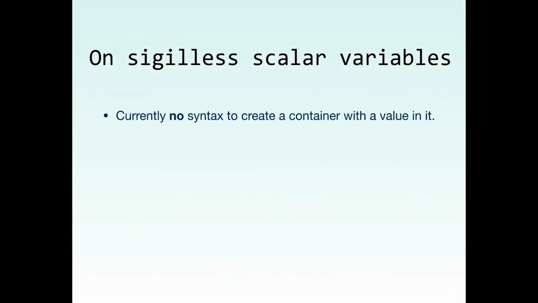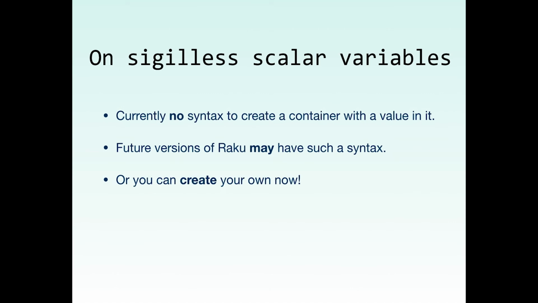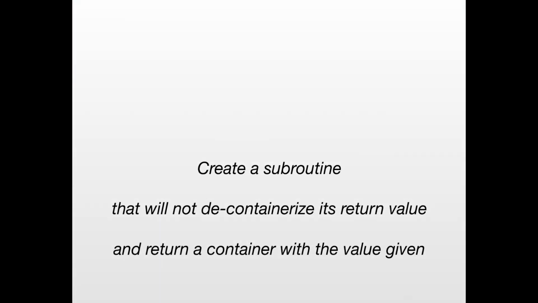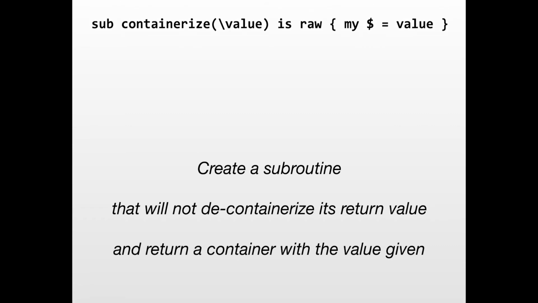So there is currently no syntax to create a container with a value in it. Future versions of Raku may actually have such a syntax, but we don't know about it yet, and we haven't decided on that yet. But of course, you can create your own syntax now. I mean, yeah, it's Raku. You can do basically anything you want. So how would that look? Create a subroutine that will not decontainerize its return value and return a container with the value given. It looks like this.